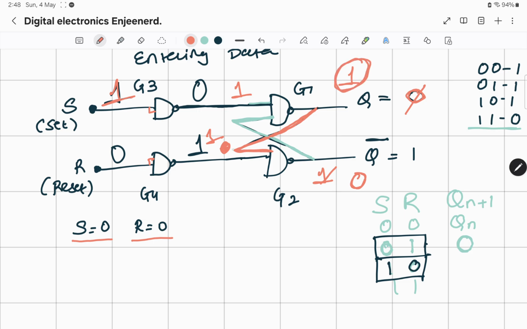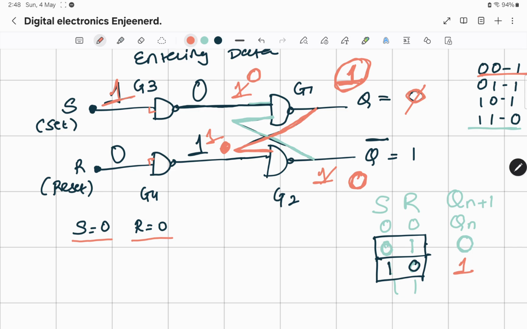So this 1 comes as a feedback here. I have a 1 here in black. Black 1 and orange 1 will give you a 0 here. This new 0 will travel back on the blue line. You have a 0 here. 0 into 0, NAND will give you a 1. Now this will keep on continuing. So what are my new values? Q is 1 and Q bar is 0. Qn plus 1 is 1.